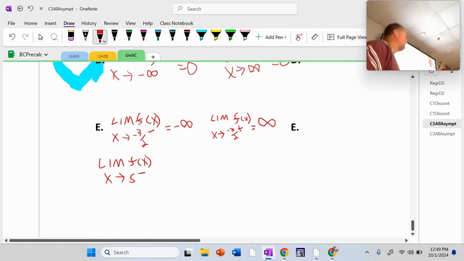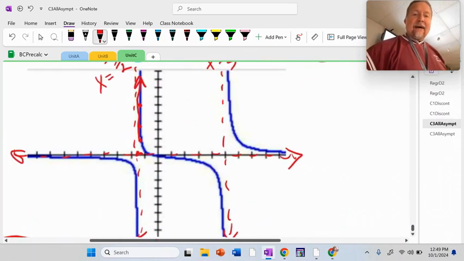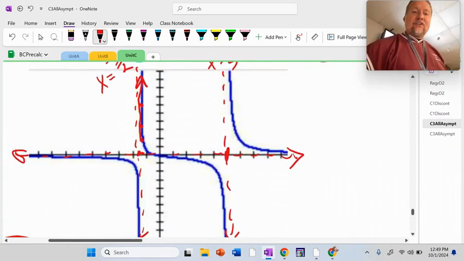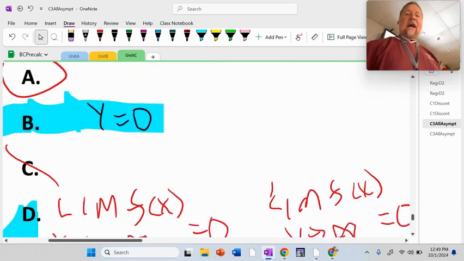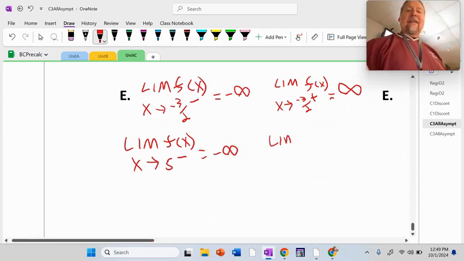What does 5 negative mean? 5 from the left. So I look at my graph. Here's 5. Here's plugging in just left of 5. Input, output. Get closer, output. Get closer, output. Where are these outputs going? How is that hard? The answer, it's not.